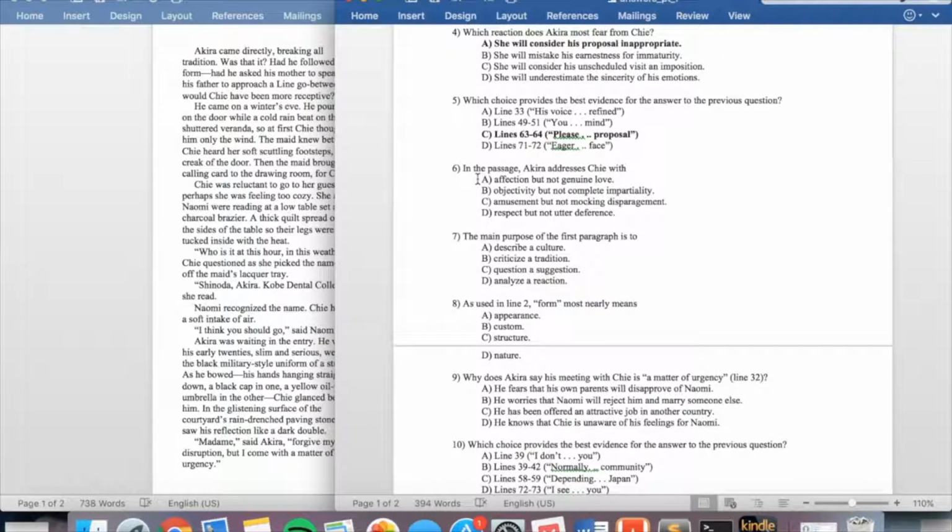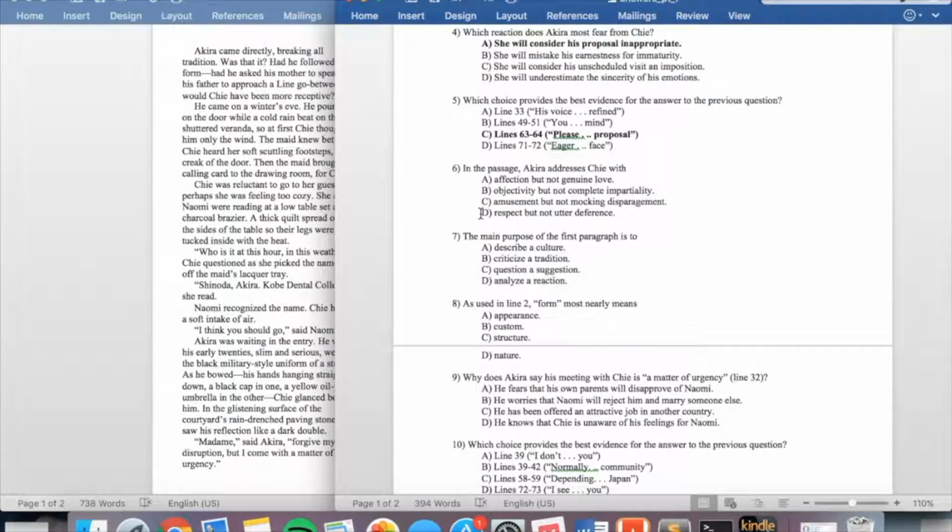So A, affection, but not genuine love. It's really not characterized by affection, the way he talks to Chi, asks her this question. He's very serious. B, objectivity, but not complete impartiality. Neither of these really has to do with the way that he's speaking here. C, amusement, but not mocking disparagement. This definitely doesn't have to do with it. Amusement is not at all what he's using. He's very serious.